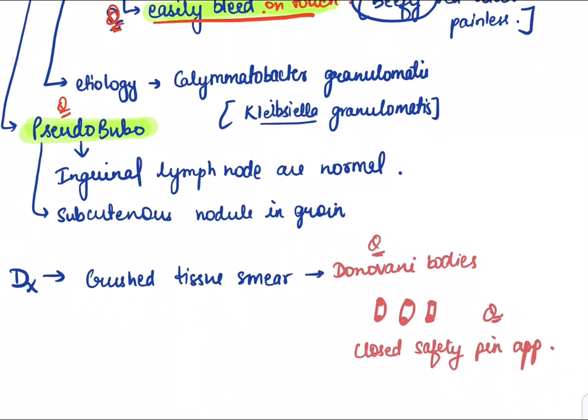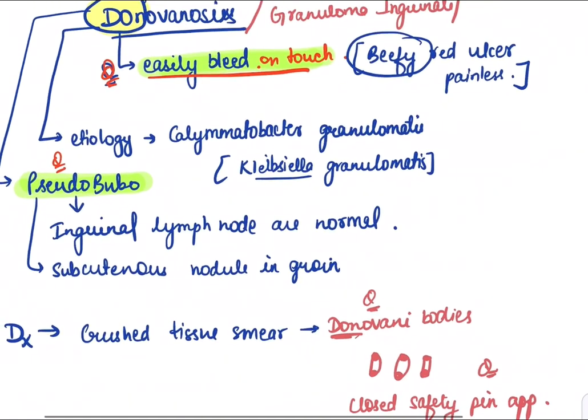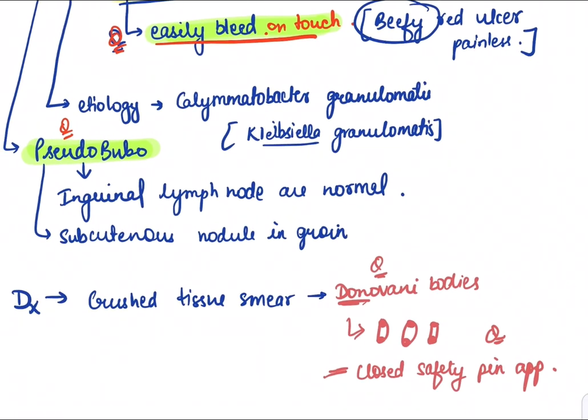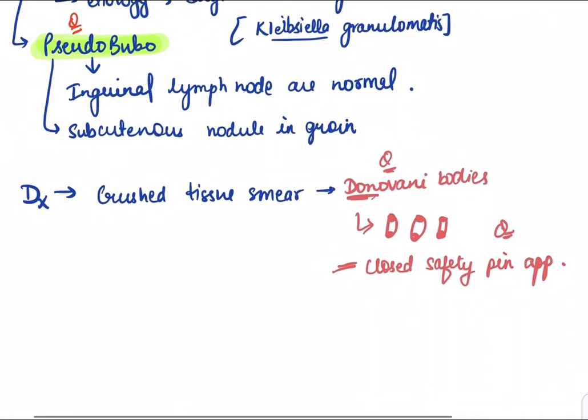In Donovanosis, we have to remember these 4 questions: where do we see Donovan bodies? In Donovanosis. Donovan also has Don in it, so we can easily remember. The closed safety pin appearance will be there. Please remember this image, so that the photographic image will be in our mind and we can easily solve this question. And pseudobubo is here, and it easily bleeds on touch. Chancroid also bleeds on touch, but not easily. So here it easily bleeds on touch, appears like beefy red ulcers, and dons are fake, so that's why pseudobubo is seen here.